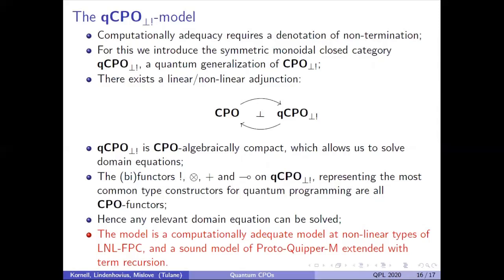Those were basically plug-and-play results, but we expect that this model is also computationally adequate for Proto-Quipper-M extended with recursive types.